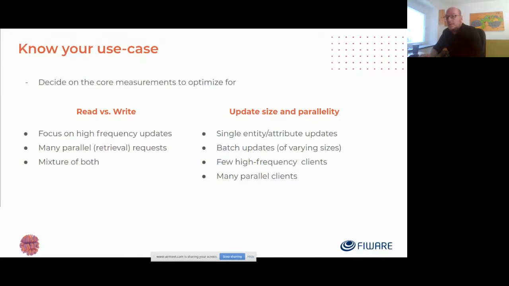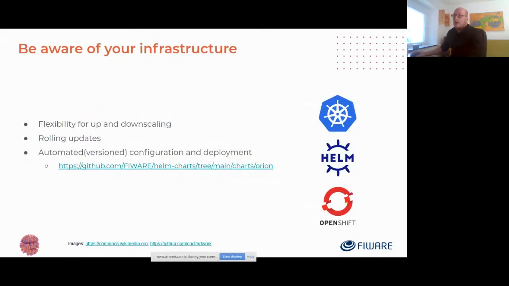In case of fewer but bigger batch updates, you put more pressure on the broker's memory. Therefore, it's more helpful to assign more RAM to Orion instead of simply increasing the resources for MongoDB.